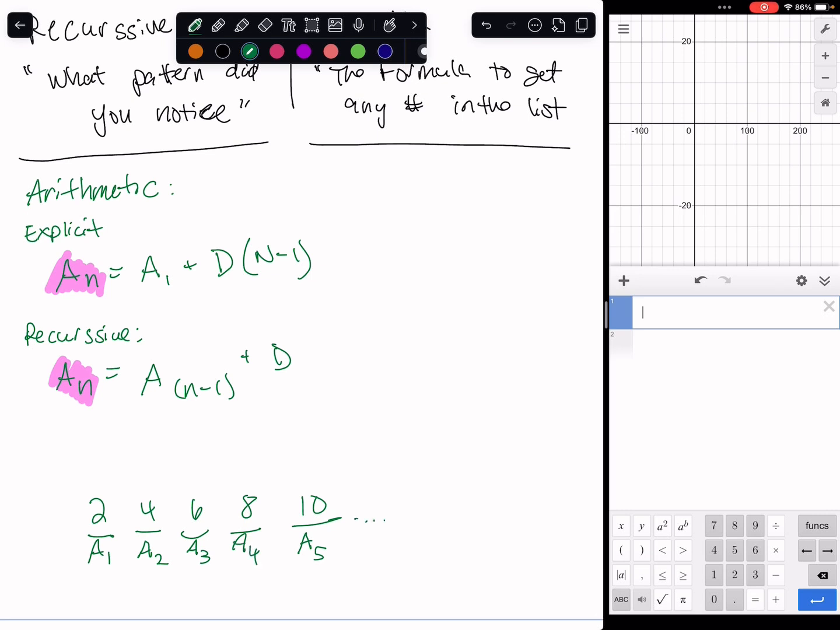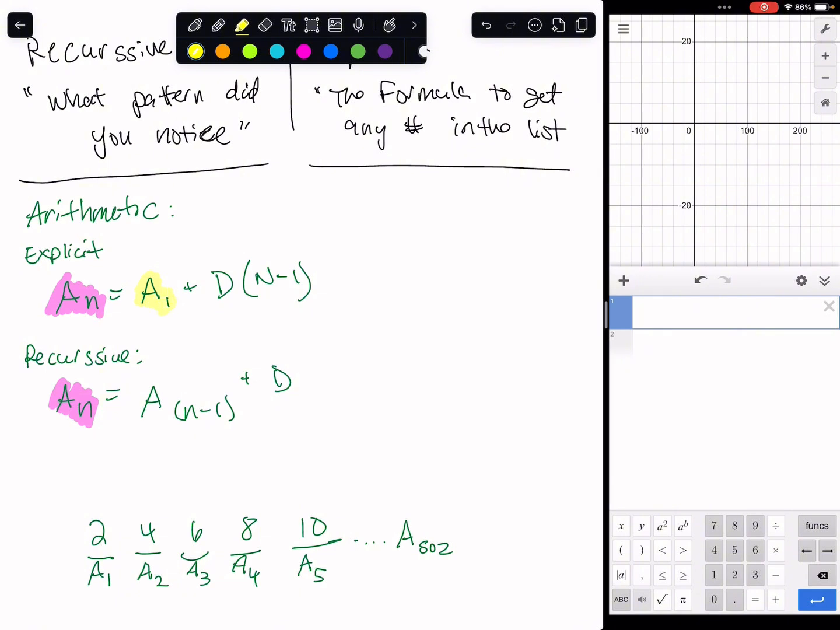We use these formulas because what if I want to know what a 502 is? You would have to write this list out and get every single number until you got to the 502nd number. That's going to take you all day. So we would use a formula. Then, as I briefly mentioned, a of 1 is always whatever number's in front, or they'll tell you what your a of 1 is. So in this case, a of 1 would be 2.